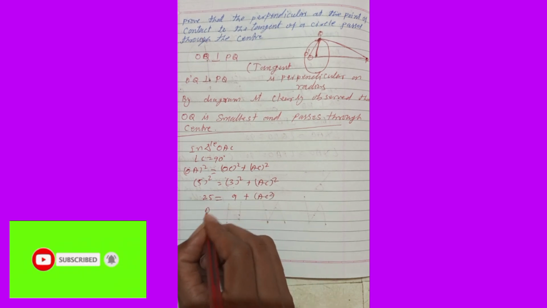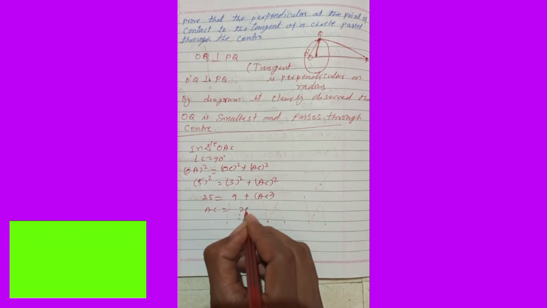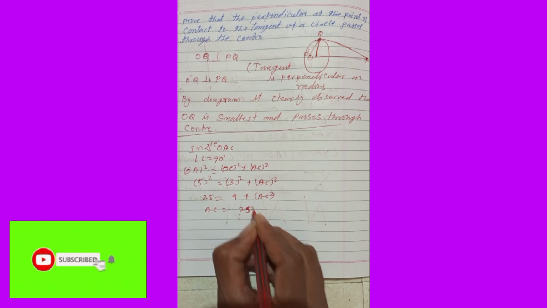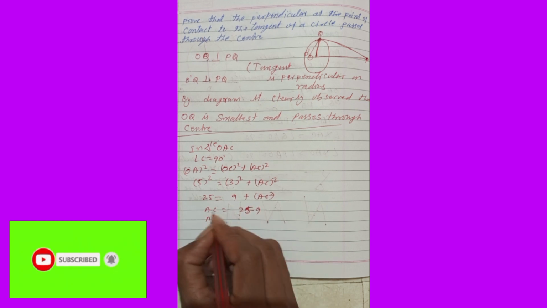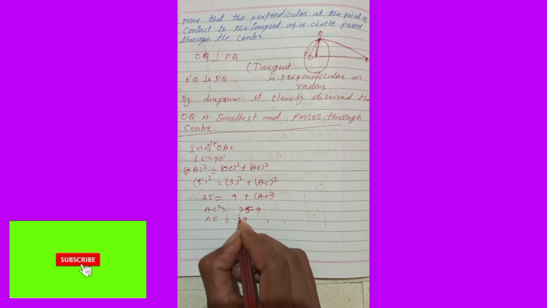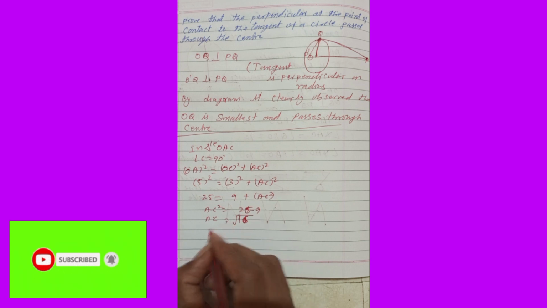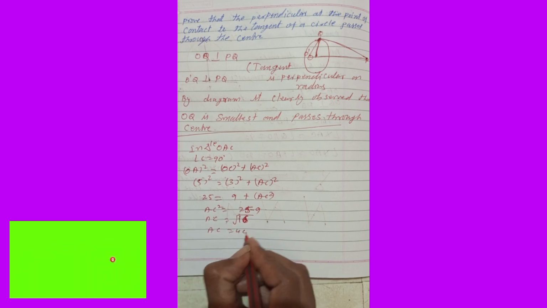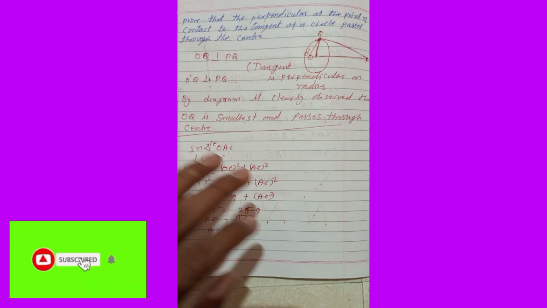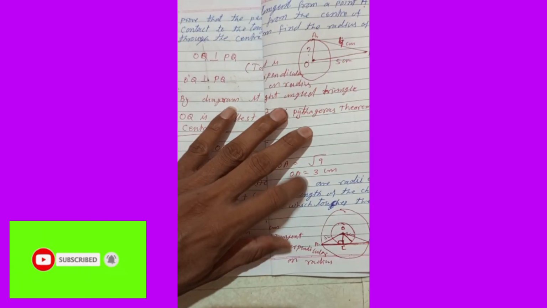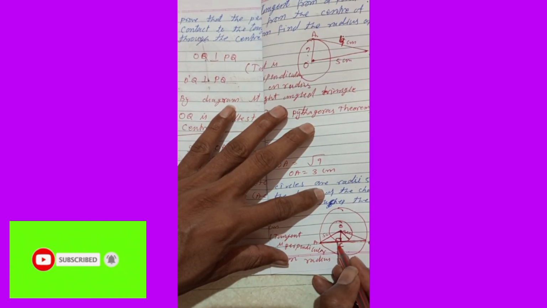AC squared is equal to 25 minus 9. Then AC is equal to what? Root 16. 25 minus 9 is equal to 16. Root 16 is equal to what? AC is 4 centimeter. Means from that point C up to A, we got AC as 4 centimeter.